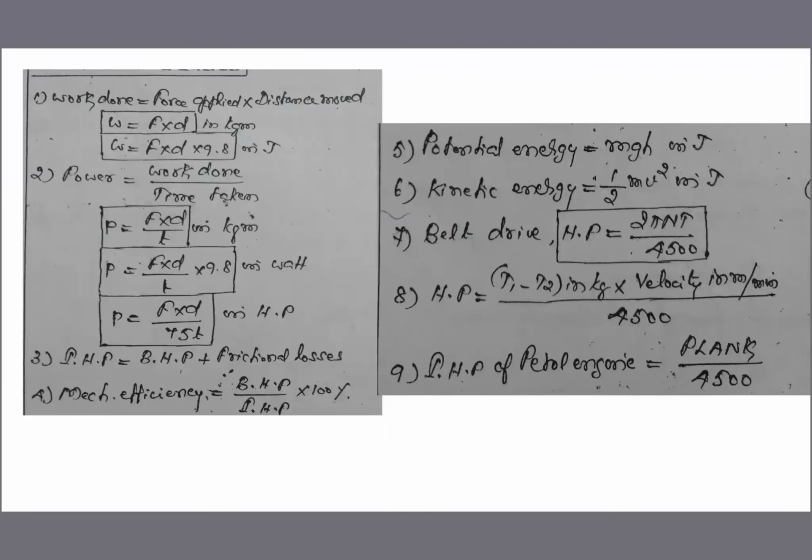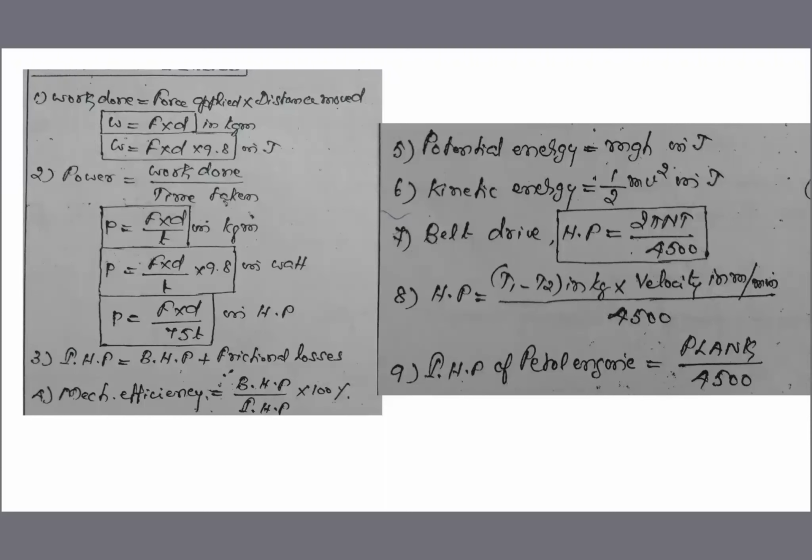So just recall all the formulas we studied yesterday. The chapter is work, power, energy. Work done formula is force applied into distance moved. The definition I told yesterday: how much force applied, how much distance it has moved, multiply, find the product, and you will get work done.